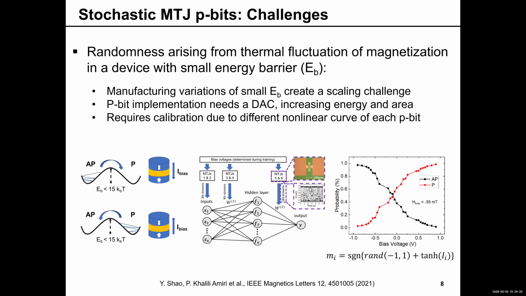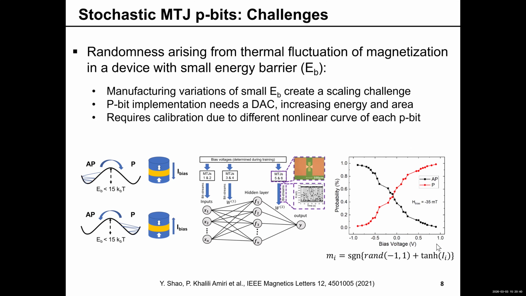So with this, then you can realize probabilistic bits and related ideas. For instance, here I'm highlighting the paper from several years ago where we used 6 such magnetic tunnel junctions to do stochastic computing to realize a small neural network.